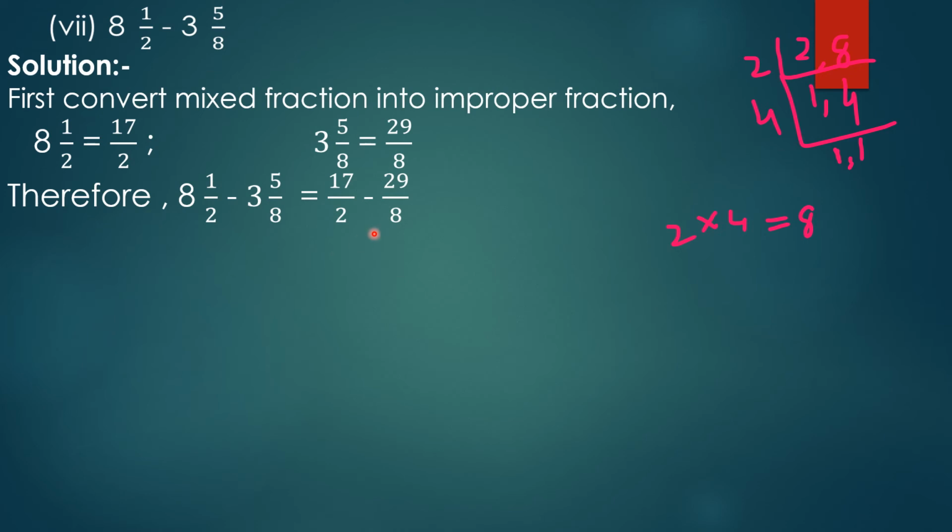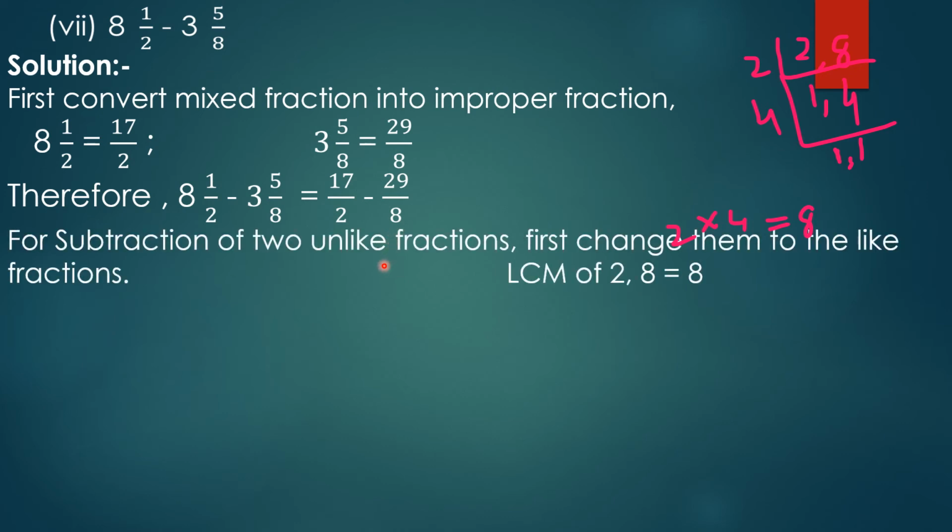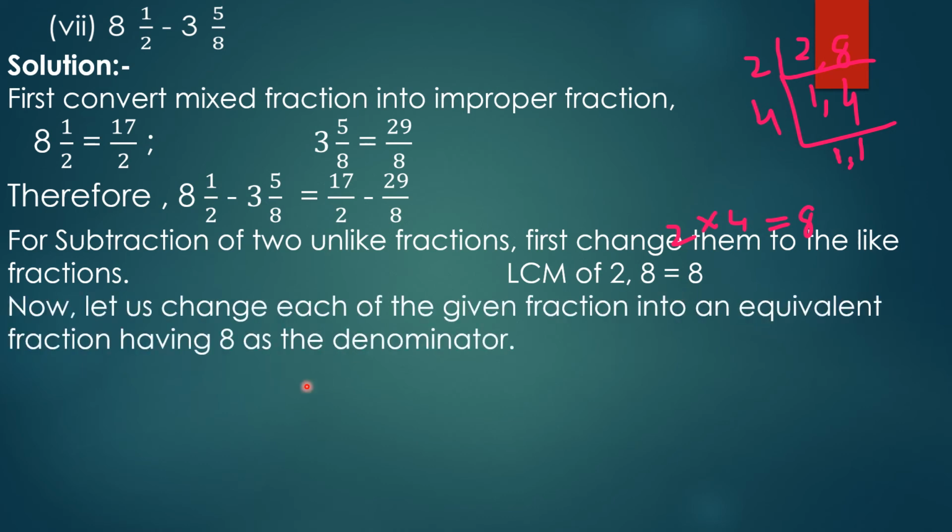Here observe the denominators 2 and 8. Denominators are different. That means these two fractions are unlike fractions. So what is the next step? We have to convert the unlike fractions into like fractions. So how? That is by finding the LCM. LCM of 2 and 8 is 8. Therefore, next we have to change each of the fractions, that is 17 by 2 and 29 by 8, into equivalent fractions having 8 as the denominator.